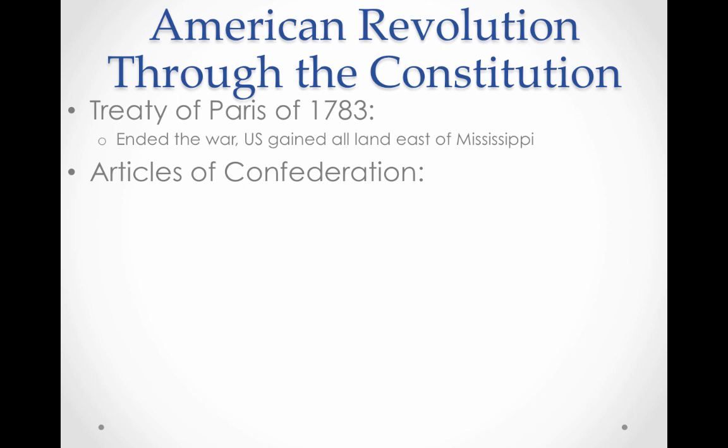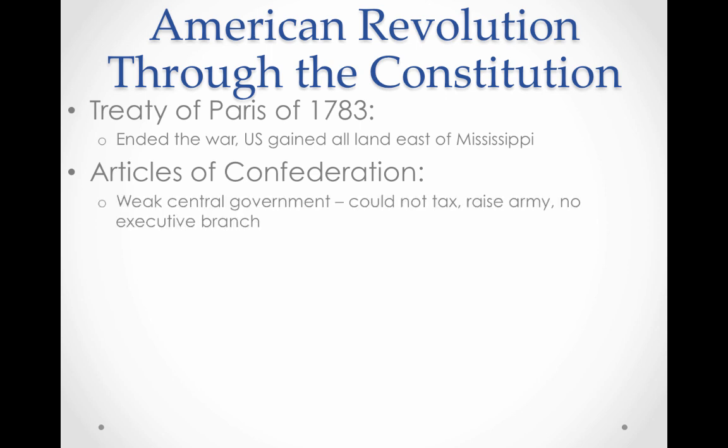The first governing document of the United States was not the Constitution. It was the Articles of Confederation. This created a very weak central government. Federal government, by the way, central also means federal or national. So right now, write down either federal or national. And the federal government could not tax, they could not raise an army, and there was no executive branch because there was a fear of a person having too much power like the king.